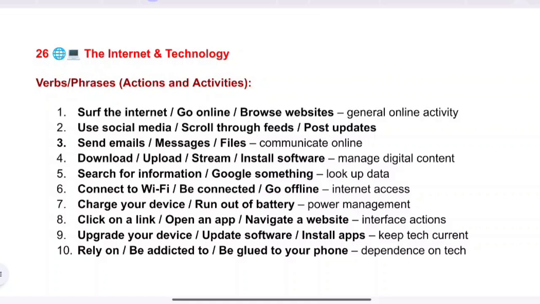Next, if you want to talk about the management of power, you can say charge your device or you run out of battery. If you want to talk about interface actions, the action that you do on the screen of your phone or your tablet, you can say click on a link, open an app, or navigate a website. When you want to keep your technology current or updated, you can say upgrade your device, update software, or you install apps.